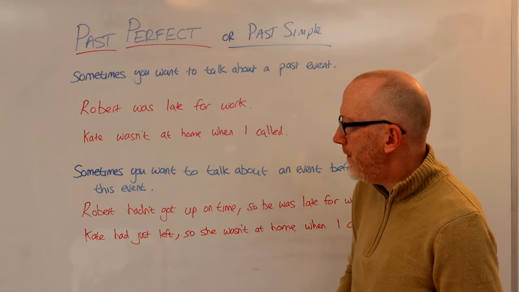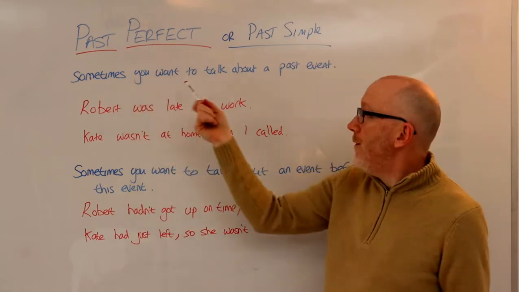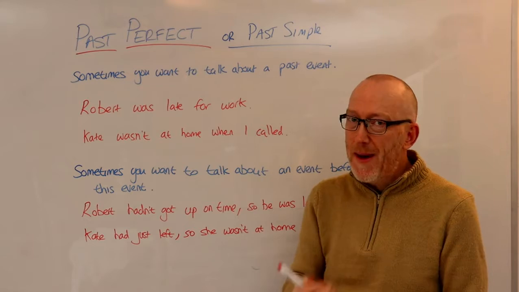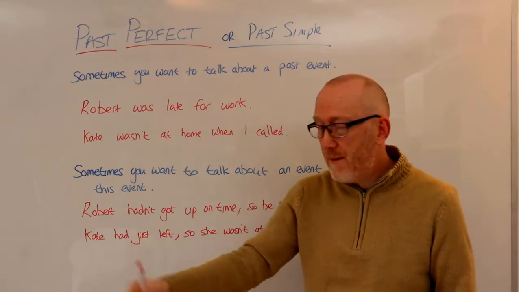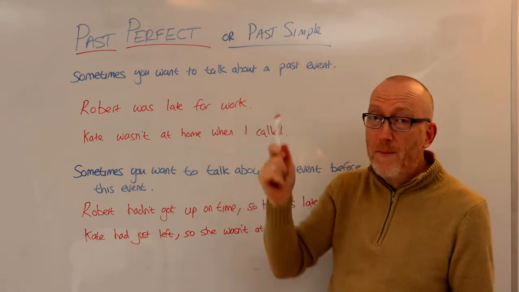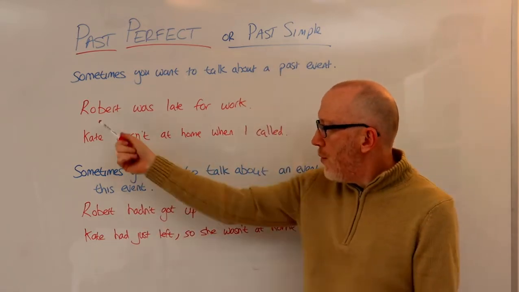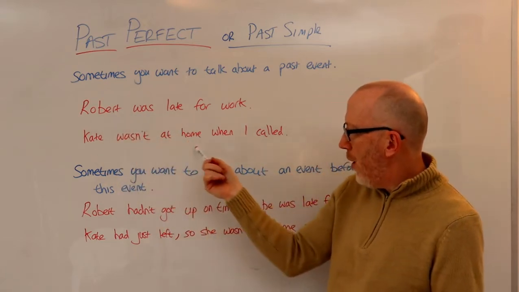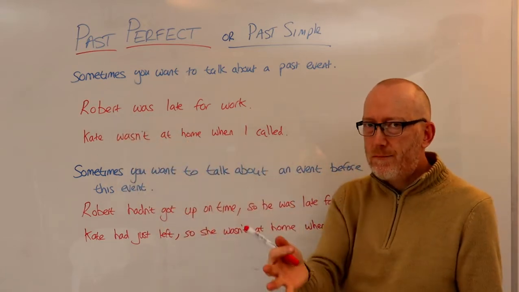Right, so sometimes you want to talk about a past event, and generally if you are talking about a single event in the past, you will use past simple or simple past. Robert was late for work. Kate wasn't at home when I called.